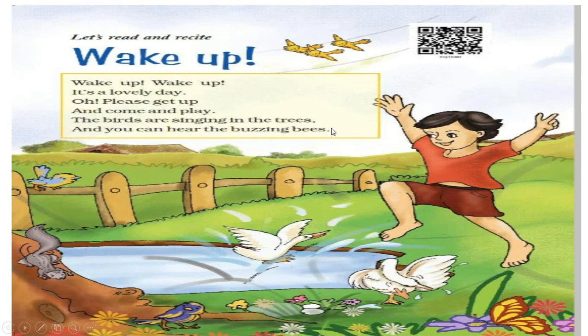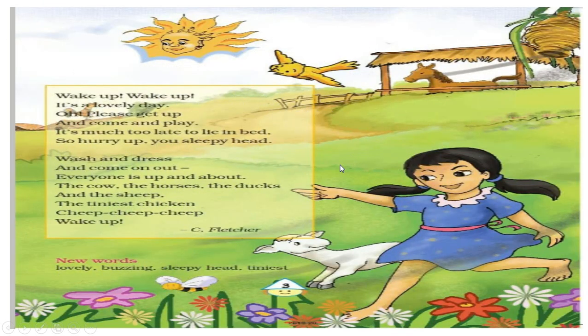Till here, I have finished the first stanza. Okay, now you turn your page. Let's go ahead. Dear students, come to page number 3. See this beautiful picture. Okay, the sun has already woken up. Then you can see these birds are singing. Here you can see this is a horse. You can see bees here also.